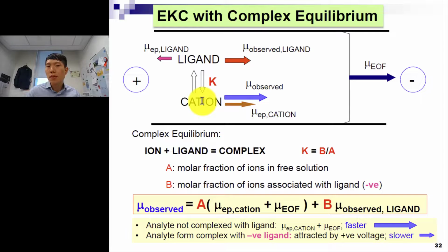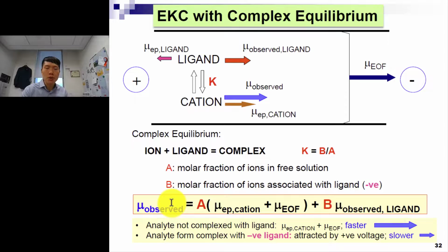But due to the presence of a ligand, they will complex to form a complexation. Of course, with the binding of a ligand and a cation, we have this binding affinity, and we have an equilibrium constant, capital K. We call it Ka, the association constant. It's given by B over A, where A is denoted by the molar fraction of ions in the free solution, and B is the molar fraction of ions associated with the ligand. The reason is that we begin first with cations, and then you add the ligands. So the starting state is the cation, and therefore it is always at the bottom, the denominator.